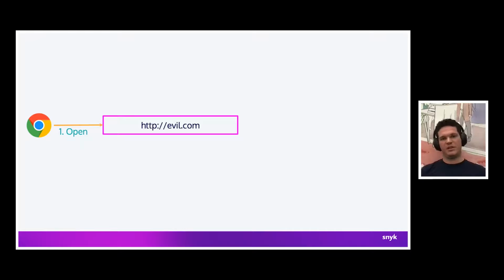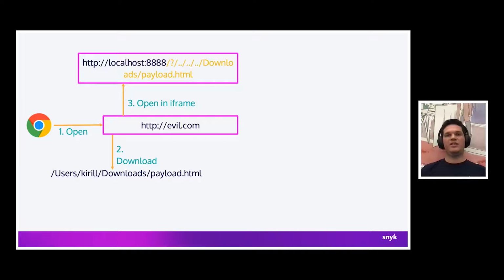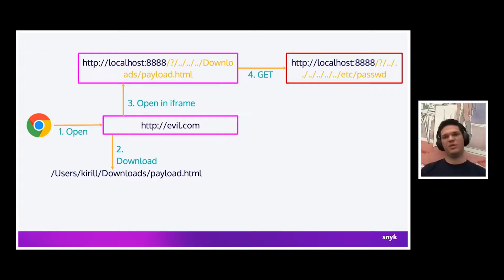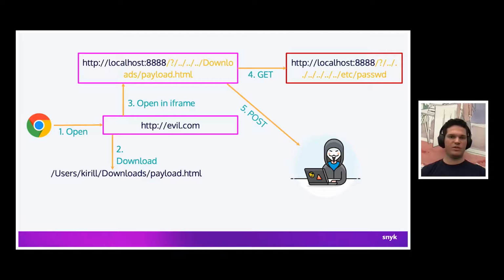You accidentally open evil.com; a malicious hacker can trick you into doing so. It could be a URL shortener or anything else. And whenever you open evil.com, it automatically triggers a download of the XSS payload to your laptop. Now you have the payload.html in your downloads folder. Then it is able to open your vulnerable local server in an iframe and execute the XSS payload inside it. So the XSS payload will make GET requests to get any file on your laptop, /etc/passwd, SSH key, whatever, and eventually send it directly to the hacker or to evil.com.